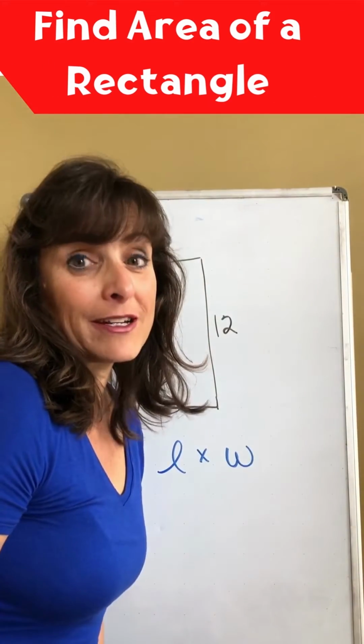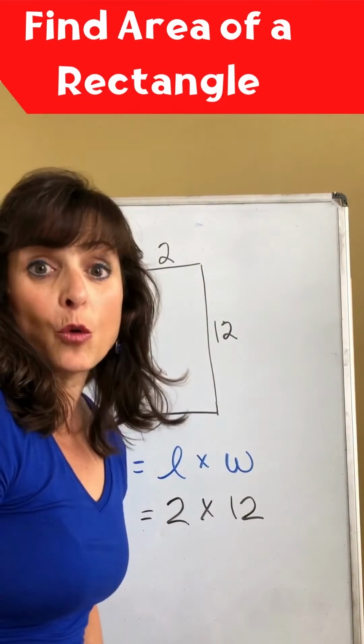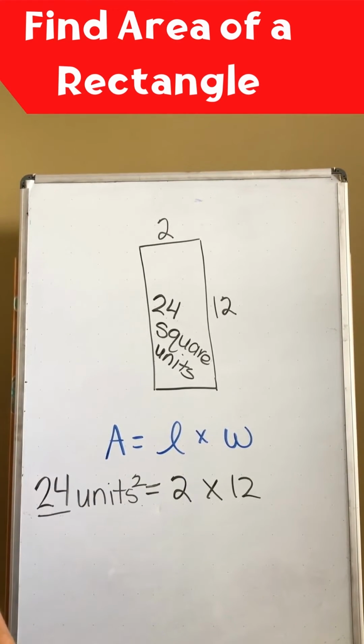Take a look at this rectangle. The length is 2 and the width is 12. All we have to do is multiply the length times the width. So our answer is 24 square units, or units squared.